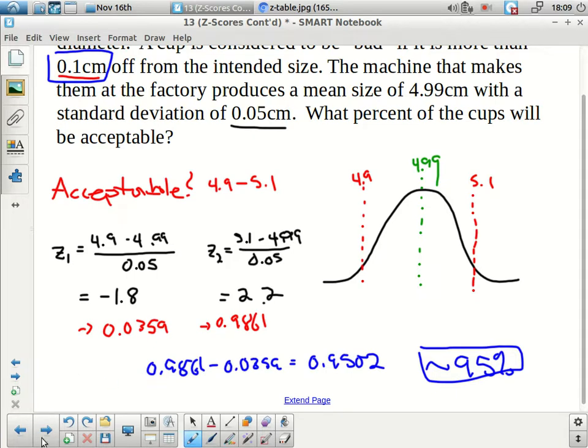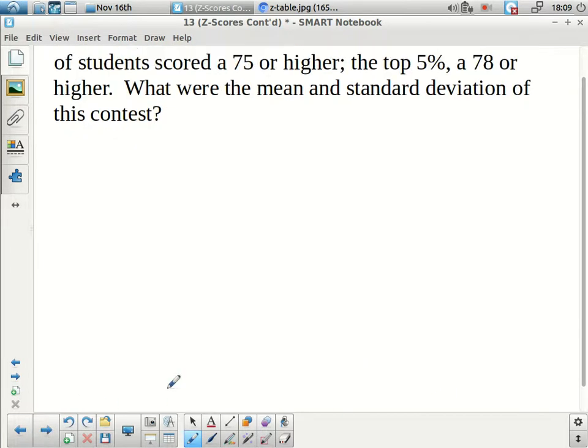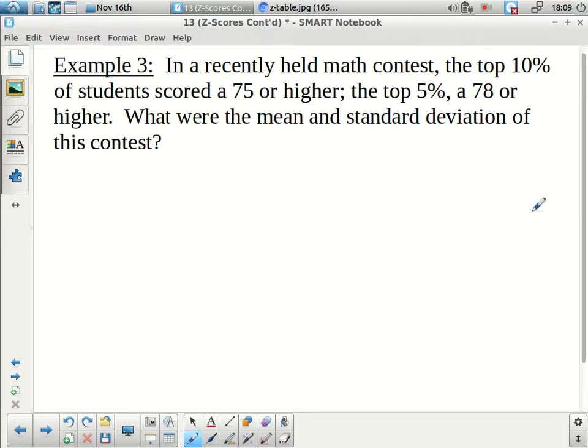For our last example, going in a slightly different direction. In a recently held math contest, the top 10% of students scored a 75 or higher, and the top 5% were 78 or higher. What were the mean and standard deviation of this contest? Again, I would invite you to pause here for a sec and maybe try to set this up yourself, and when you're ready, come back and have a look.